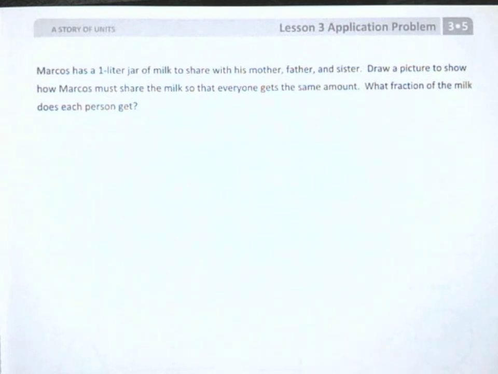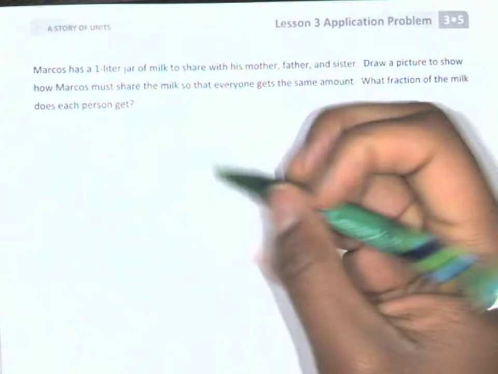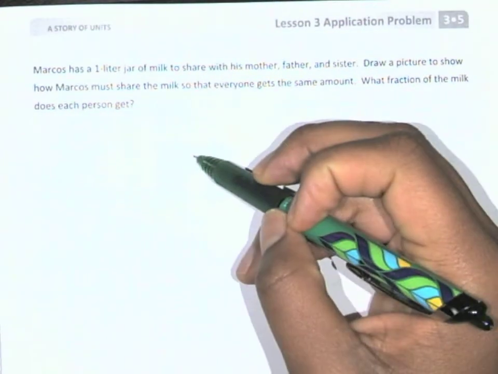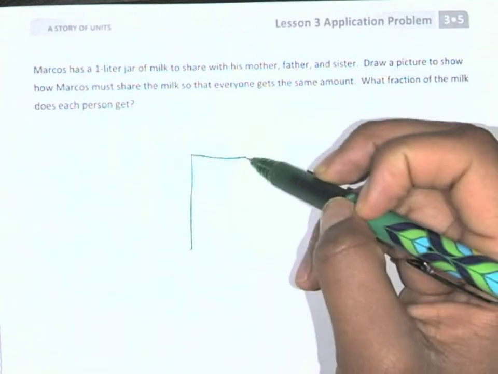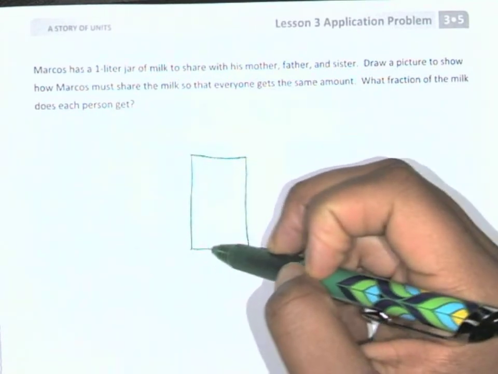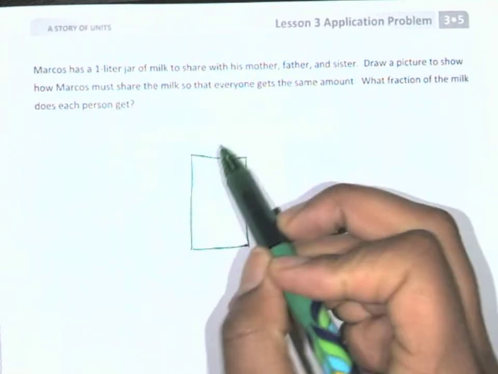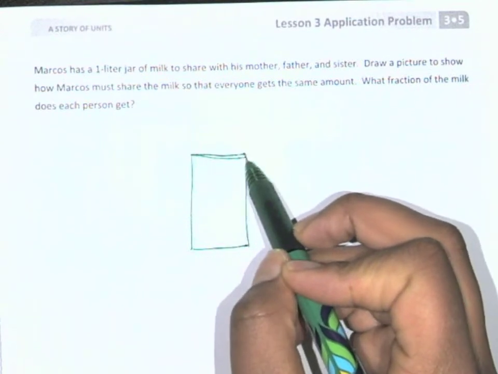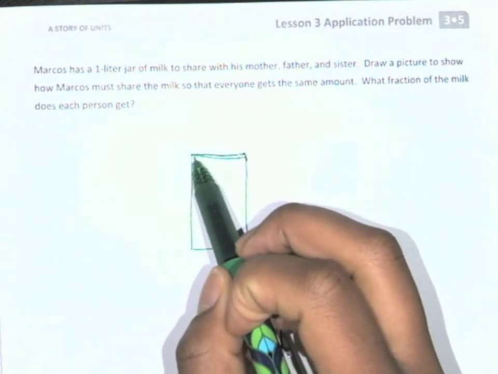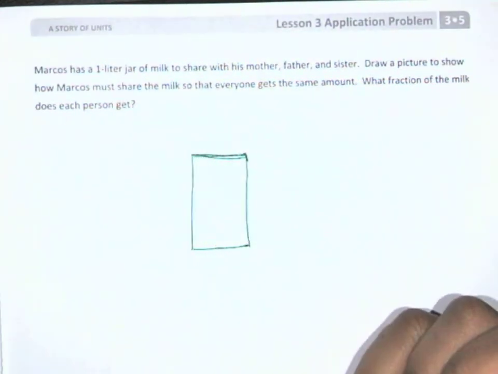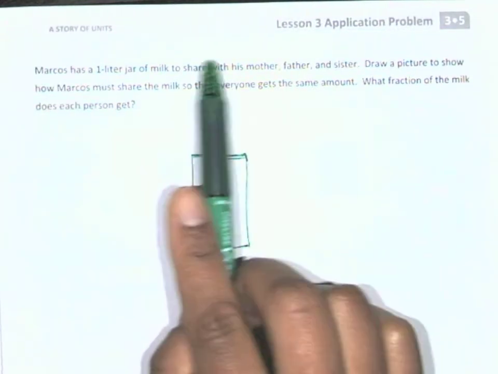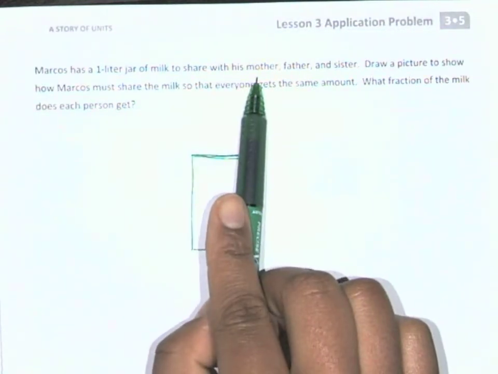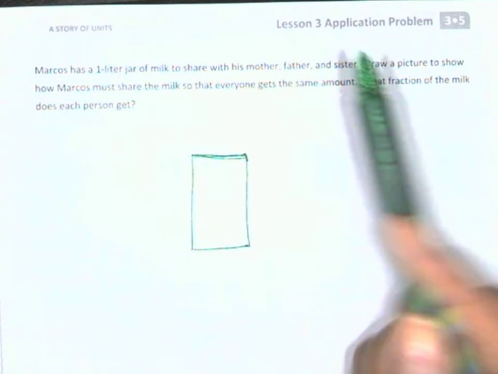Alright scholars, so I am going to show you how you correctly solve this problem. I'm first going to draw my jar of milk. Remember, it's very important for us to draw out our word problems. Okay, so here's my jar of milk. Now, I know that I have Marcos, his mother, father, and sister. How many people is that?